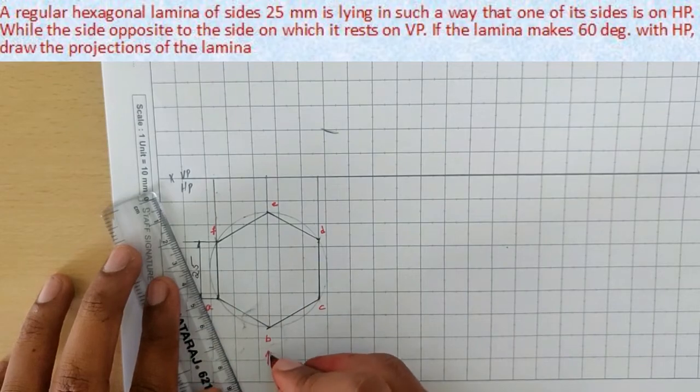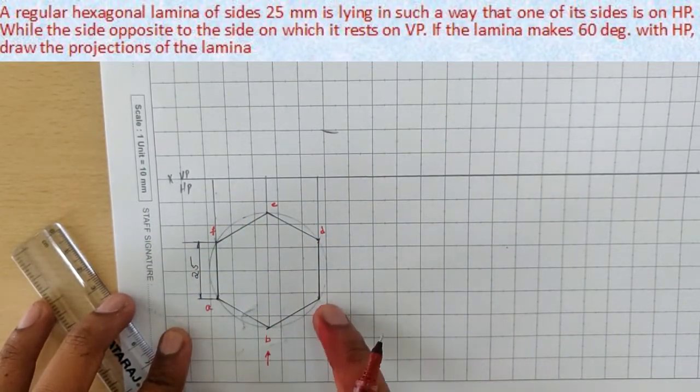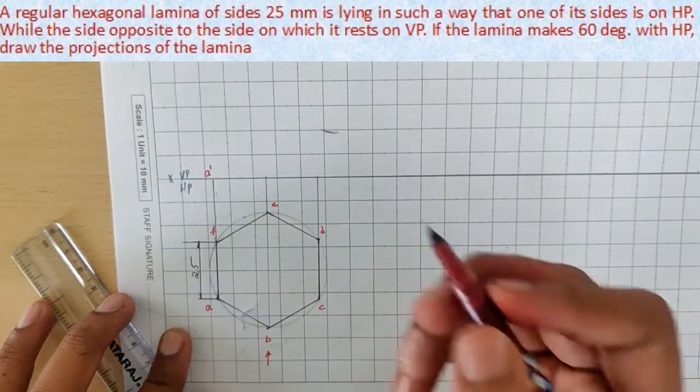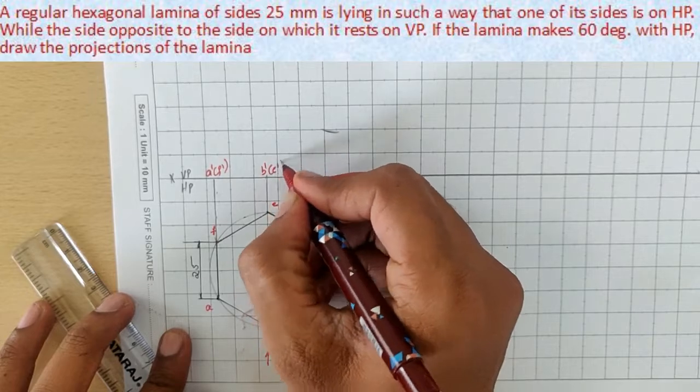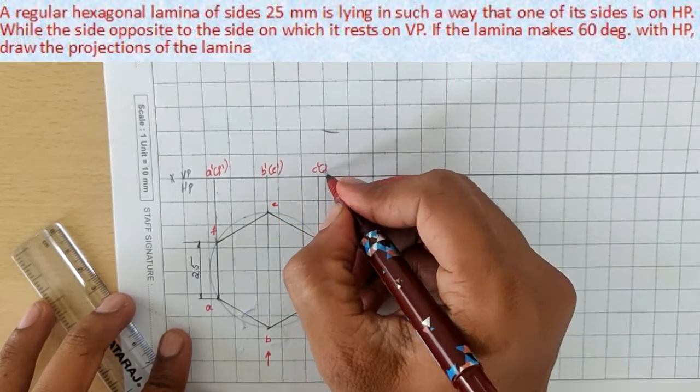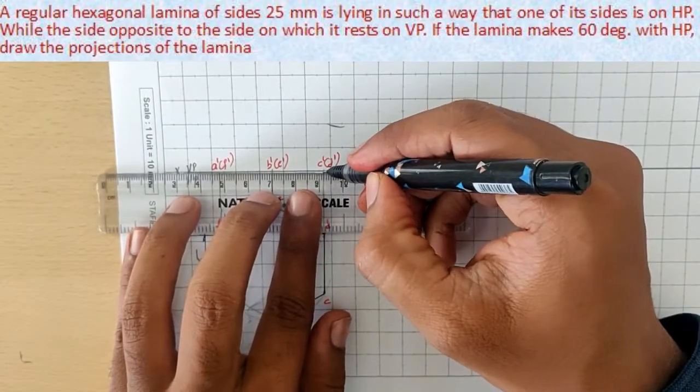So if I look in this direction, I cannot see D, E, F. Instead I can see A, B, C. So A dash here, F dash in bracket, B dash, E dash in bracket, C dash, D dash in bracket. So I've named it. So let me join all this by a visible line.